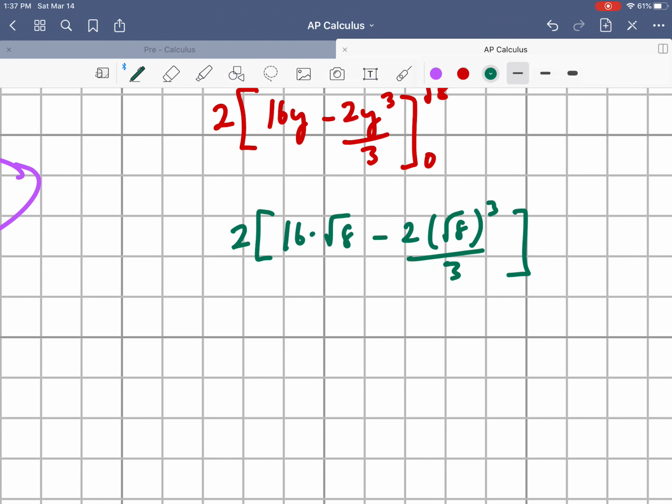This time we can use the calculator. And if we use a calculator, we get 30.170. That would be the area between those two curves.